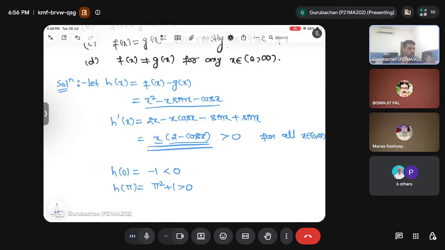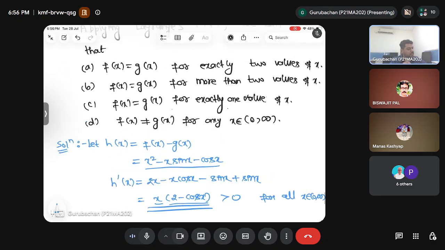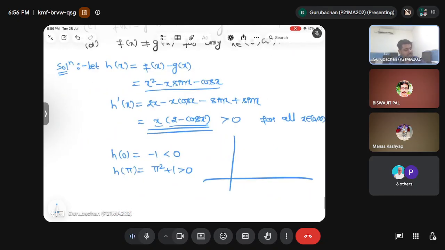If you observe graphically, the derivative told you the derivative is greater than 0. That means if something is going from negative to positive, then it must cross zero. So we can say it must have one root. We know that at 0 it is negative, and at pi it is positive. But there must be a guarantee that it is an increasing function.